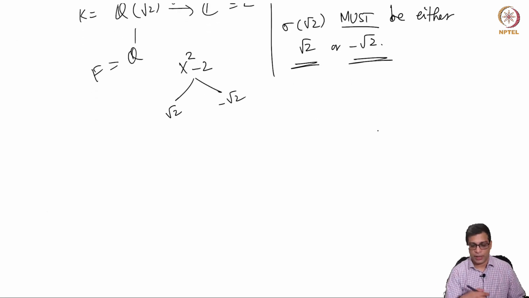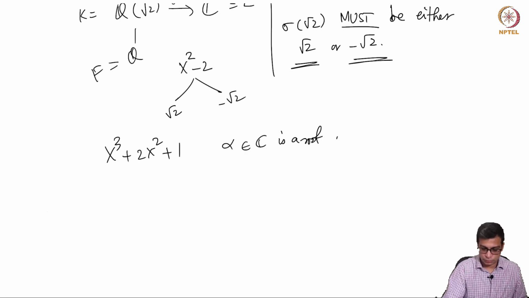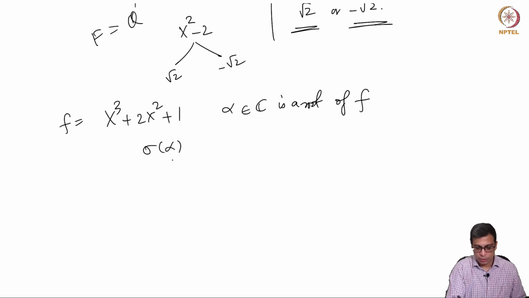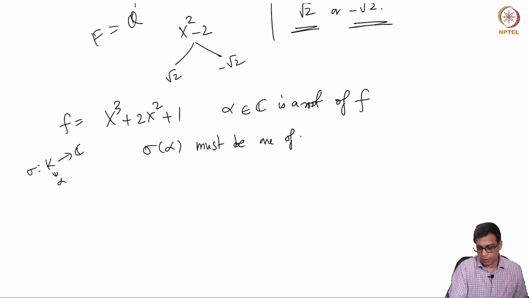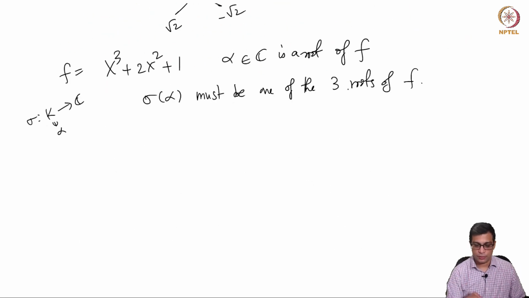And now you can apply this problem to any situation. So if alpha is a root of this, I am just randomly writing an example, and σ alpha, where σ is some K to C, alpha is here, must be one of the 3 roots of f. Okay, this is a very powerful restriction, as I said, for algebraic elements.